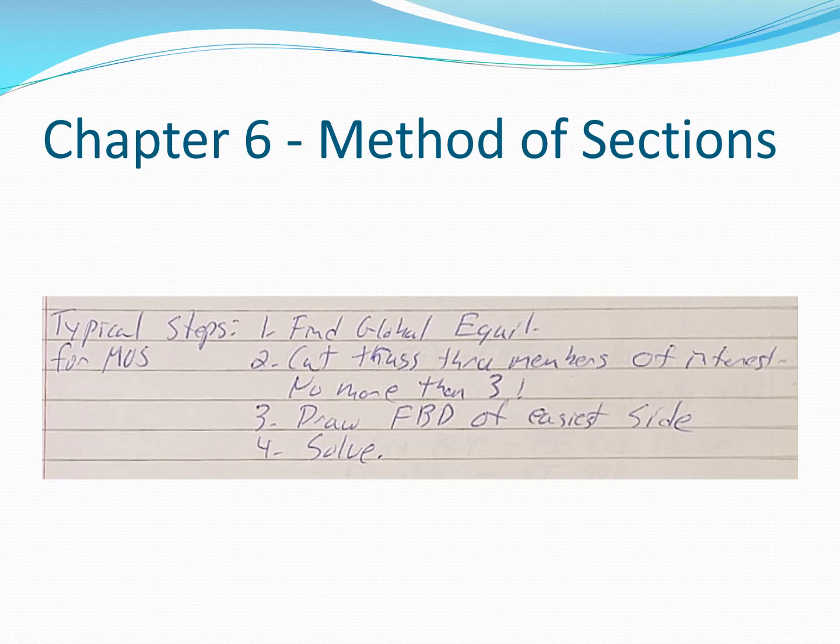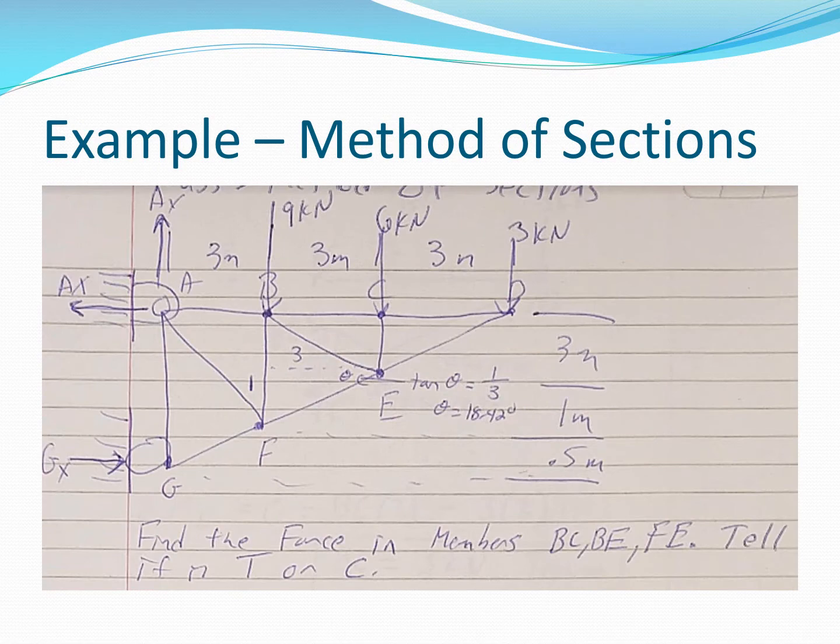Now, you can't cut through more than three. Why can't you cut through more than three? Because we're doing rigid body equilibrium now, right? So we have three equations: sum of the forces in the x, sum of the forces in the y, and a moment equation. So you can't slice through more than three at a time because you only have three equations. You can draw your free body diagram of the easiest side and then solve, right? Sounds simple.